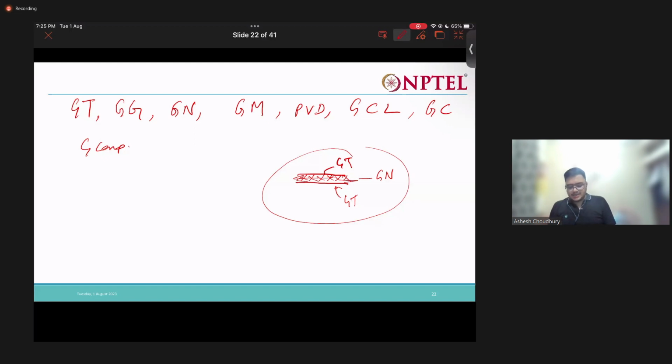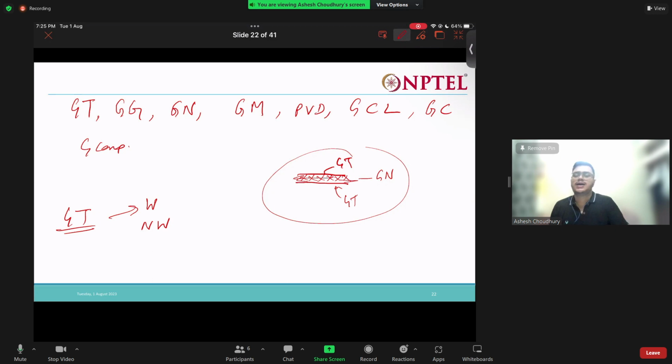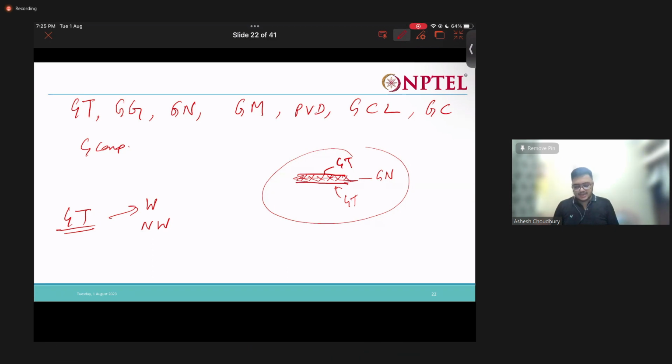Now there are many types of geotextiles. We already studied woven, and there are non-woven. These are differentiated on the basis of the manufacturing procedure. The manufacturing procedure of woven geotextile is different from that of non-woven geotextile.